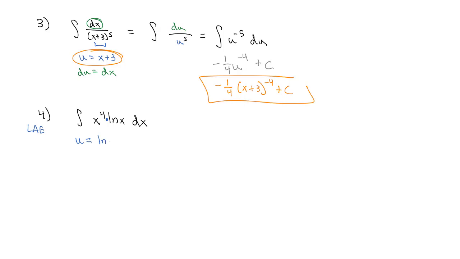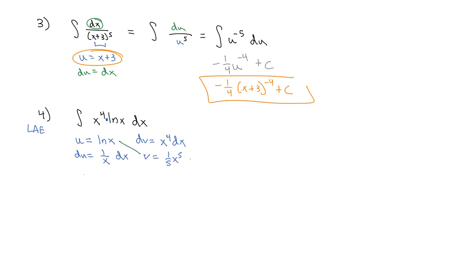Logs come first, so u is equal to the natural log of x. And the dv is the rest of it, which is x to the 4th dx. Then du is going to be the derivative of natural log of x, which is 1 over x dx. v is the antiderivative of x to the 4th, which is x to the 5th, times 1/5. Now we're ready to take the antiderivative.